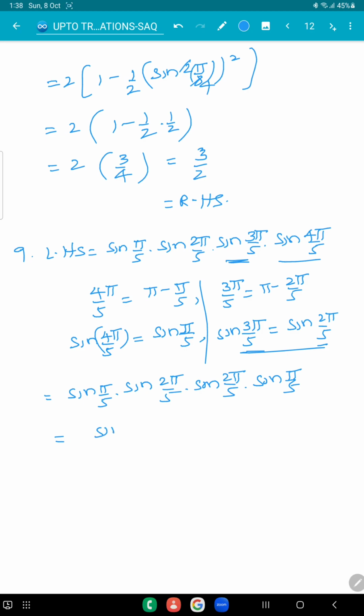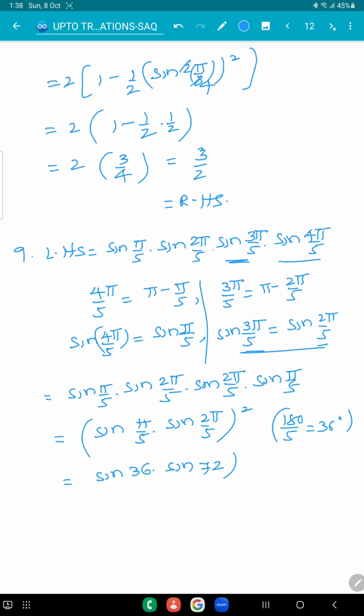So it becomes sin square pi by 5, sin square 2 pi by 5 whole square. So pi by 5 means 180 by 5, that is 36 degrees. This is sine 36, sine 72 whole square. What is sine 36 value? Root of 10 minus 2 root 5 by 4. Sine 72 is root of 10 plus 2 root 5 by 4. This whole square is there.